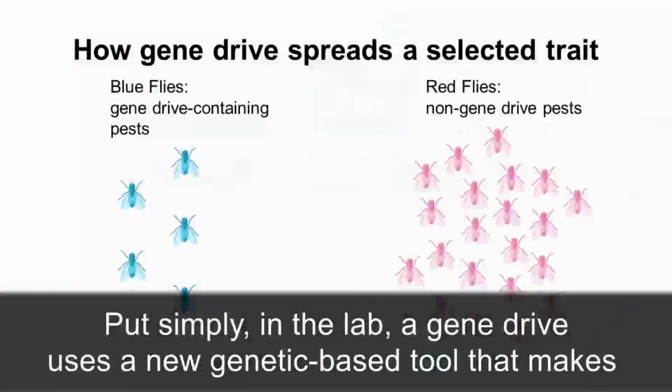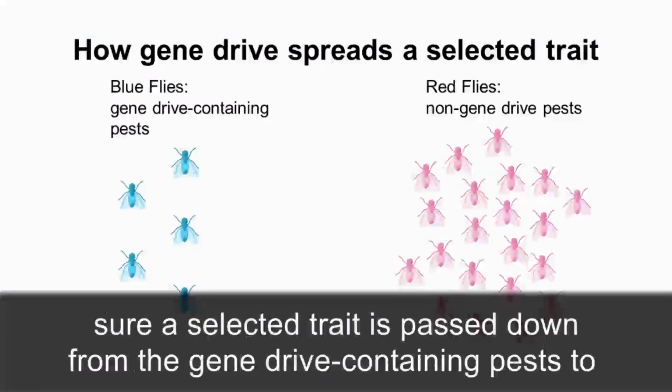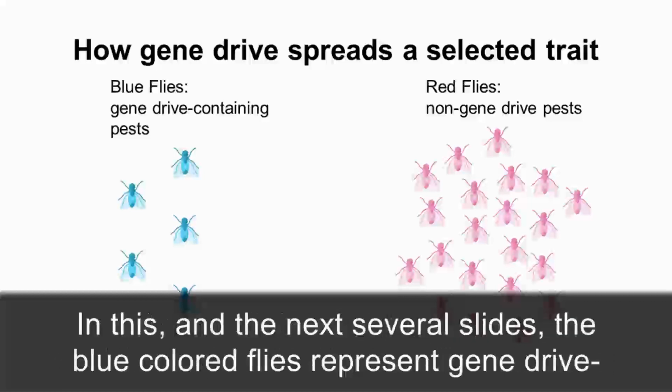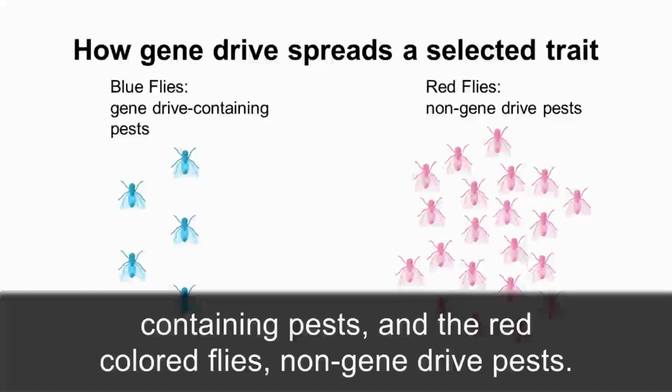Put simply, in the lab, a gene drive uses a new genetic-based tool that makes sure a selected trait is passed down from the gene drive-containing pest to most or all of its offspring, regardless of the trait carried by the other parent. In this and the next several slides, the blue-colored flies represent gene drive-containing pests, and the red-colored flies non-gene drive pests.